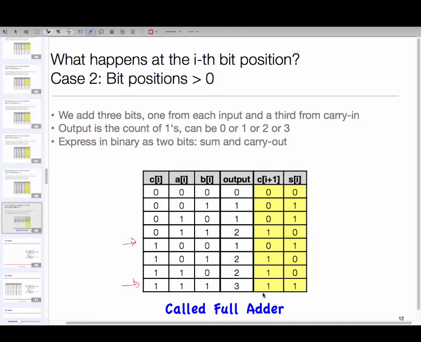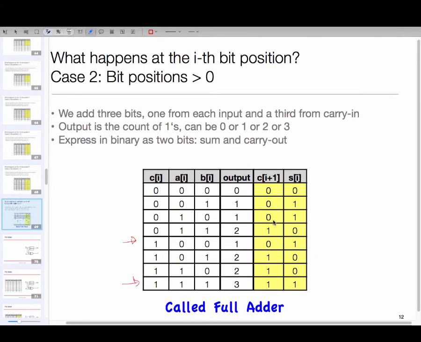So looking at this one, now this is a more complicated circuit, and this is called a full adder. So full adder corresponds to higher bits. It takes 3 1-bit numbers and outputs a sum and a carry. So the expression here is obviously more complicated.